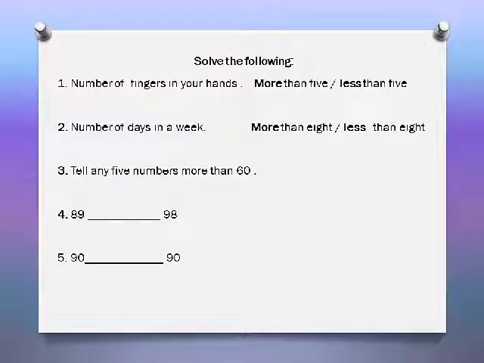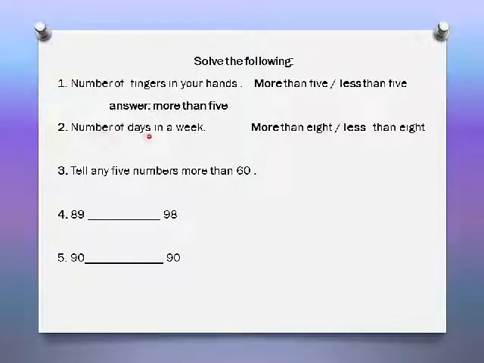Now this is the time for solving the questions. Read the first question. What is given? Number of fingers in your hands. That means you are going to count both the hands. Yes. Did you count your fingers? How many fingers do you have? More than 5 or less than 5? Yes, more than 5 is the correct answer. Let me check. Yes, more than 5 is the correct answer.